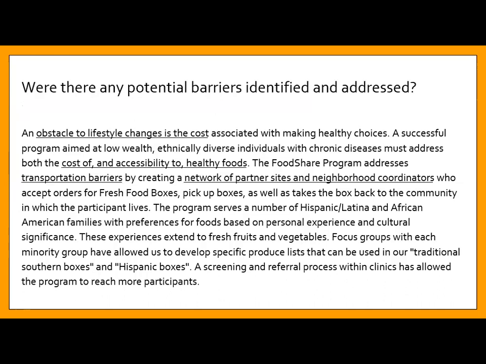For example, one of the questions I just mentioned that is important to address for reach is if potential barriers were identified and addressed. So here I've highlighted a section of Food Share's answer to question 19 that identifies how cost as well as accessibility are barriers to making healthy choices. The intervention addressed these cost, accessibility, and transportation barriers by setting up a network of partner sites and neighborhood coordinators who both take orders and distribute the fresh food boxes directly to participants in the community.